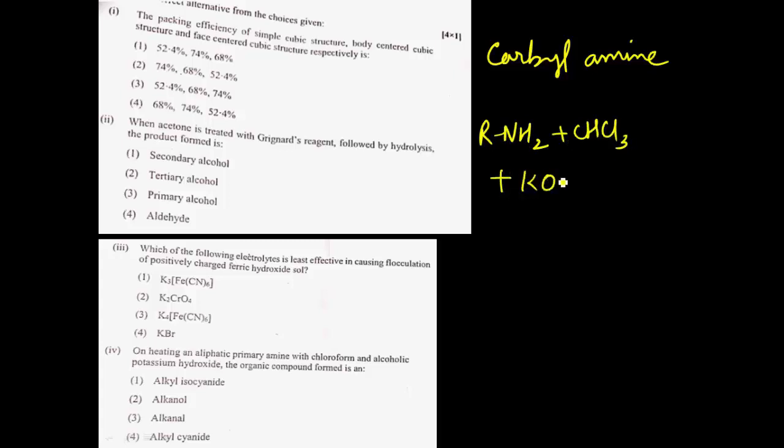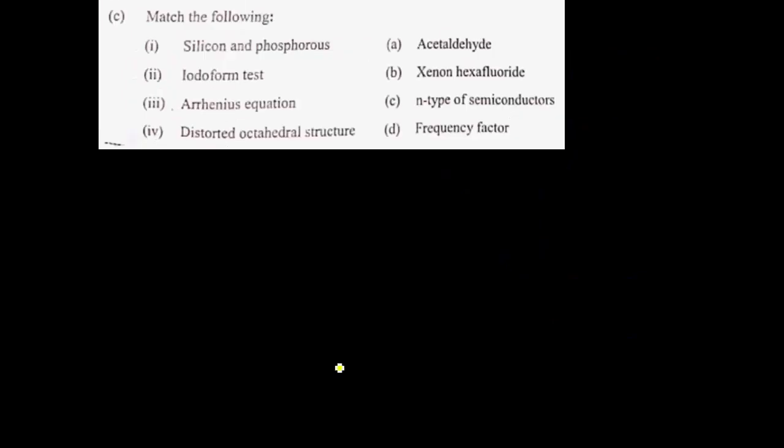So very easy. The answer is alkyl isocyanide. Okay, this is the carbylamine reaction. You all know this. When you treat a primary amine with chloroform and alcoholic KOH, you get this. Cool. Next, match the following.